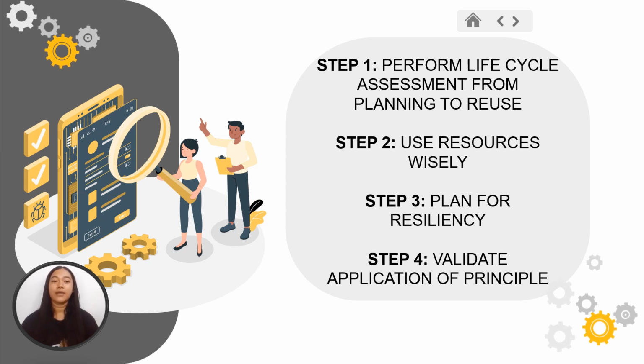Step 4. Validate application of principle. After establishing principles for sustainability and responsible management, it's crucial to validate their application. This may involve ongoing assessments, audits, or performance monitoring to ensure that the intended practices are consistently followed. Regular validation helps maintain and improve the effectiveness of sustainable initiatives.